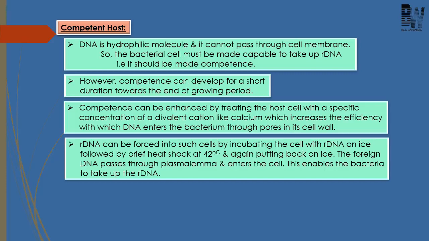After this, the recombinant DNA can be forced into such cell after incubating the cell with recombinant DNA on ice, and it should be followed by heat treatment at around 42 degrees Celsius, and again it should be followed by cold treatment by putting them back on ice. After this the foreign DNA can pass through the plasma membrane and it can enter the cell. Like this, the host cell will be able to take up the recombinant DNA.